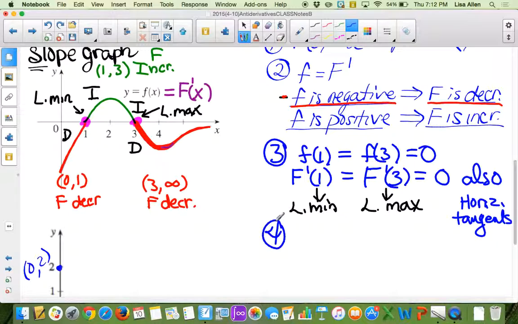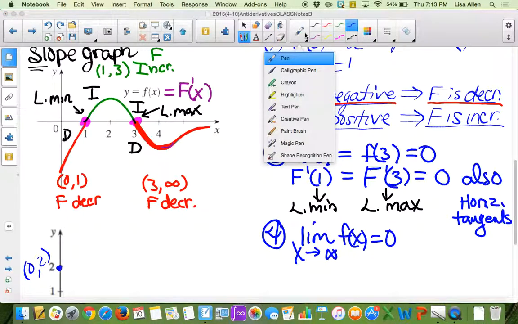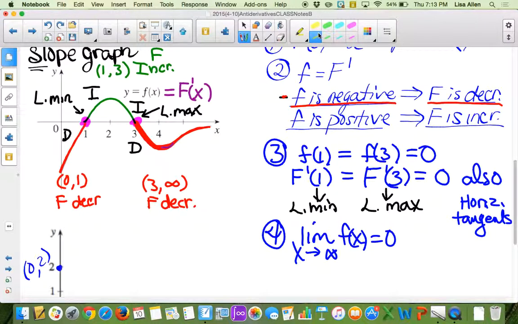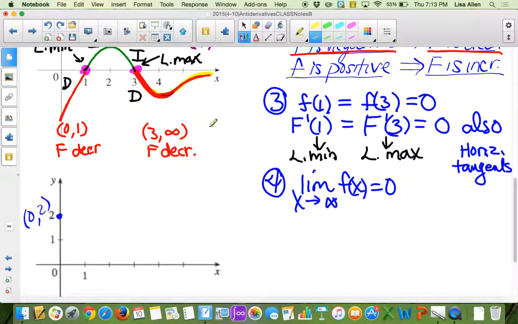For number 4 of the information we're going to find, now look what happens to the graph. The limit as x approaches infinity of f of x is equal to 0. So remember, f is the function, and you can see it come around here, it's coming up, and you can assume that that will continue unless otherwise noted. So we know that the limit is equal to 0.